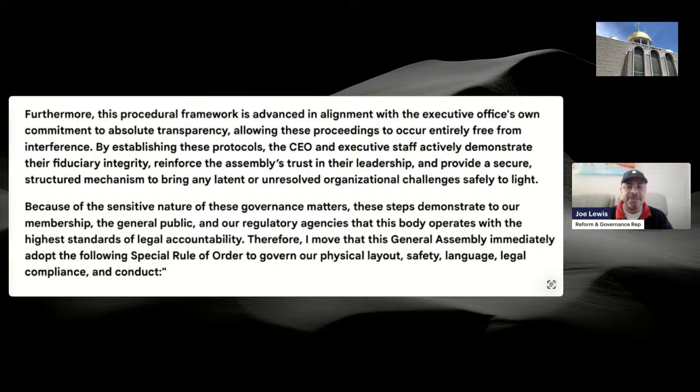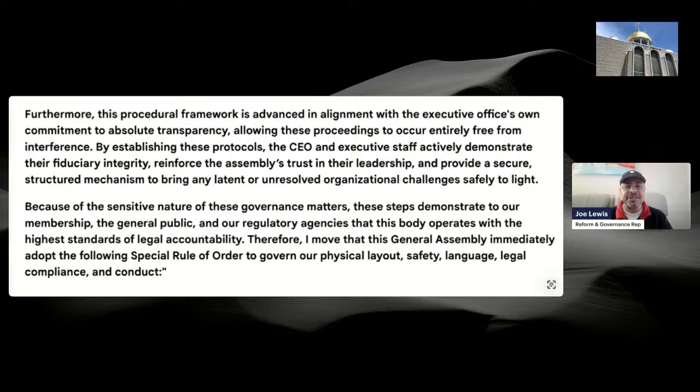Because of the sensitive nature of these governance matters, these steps demonstrate to our membership, the general public, and our regulatory agencies that this body operates with the highest standards of legal accountability.